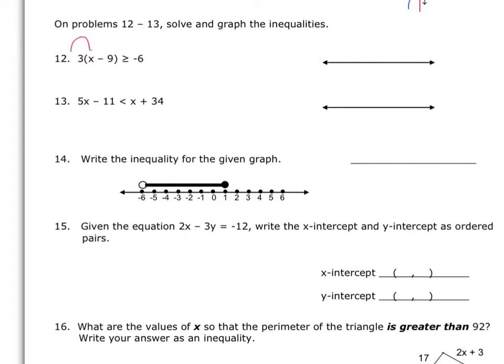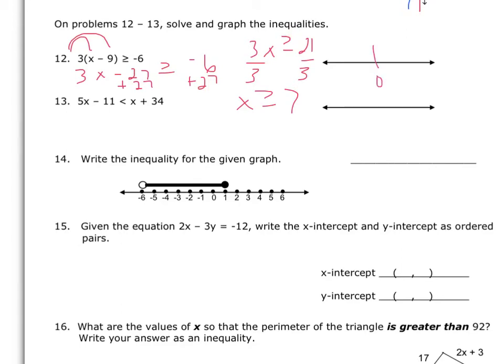So 3 times x is 3x. 3 times negative 9, negative 27. We're saying that needs to be greater than or equal to negative 6. I will add 27 to both sides of the inequality, and I get 3x is greater than or equal to 21. Divide both sides by positive 3. Remember, if I divide by a positive, we don't do anything to the inequality symbol. We just leave it the way it is. So it was greater than, it stays greater than.